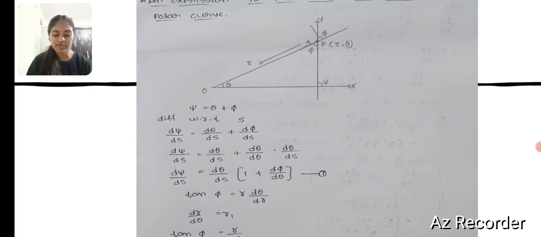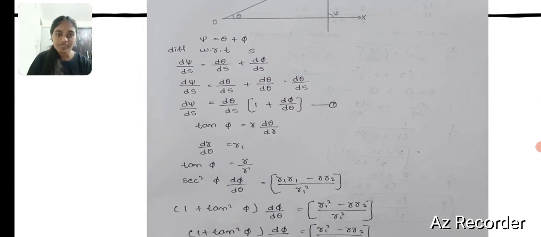Here d phi by ds can be written as d phi by d theta into d theta by ds, so d psi by ds is equal to d theta by ds times (1 plus d phi by d theta), where rho is equal to ds by d psi. Taking the reciprocal, 1 by rho is equal to d psi by ds, so 1 by rho is equal to d theta by ds times (1 plus d phi by d theta). Consider it as equation 2.